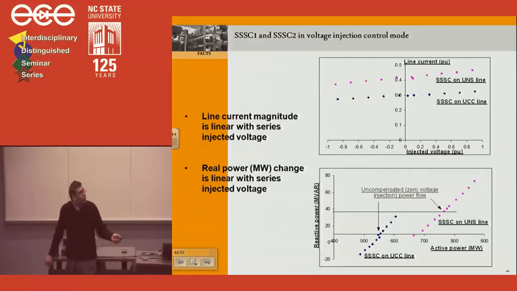Again, we are trying to show here that the change in the line current is linear with respect to the injected voltage. And that's a huge deal for the operator, because the operator is sitting there. He doesn't have to figure out what is the nonlinear function between the voltage and the current, right? He knows it's linear. He knows that if I put in 0.2 per unit voltage, I'll get this much change in my line current for this line.